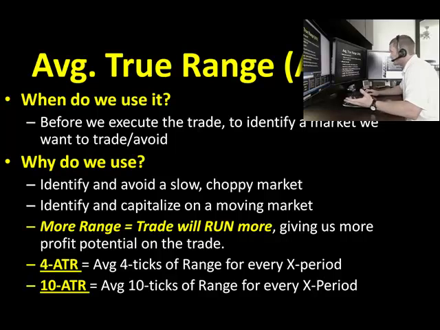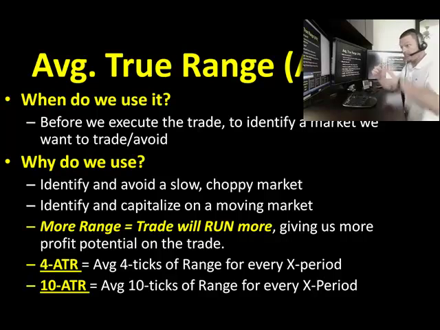Now, when do we use it? We use ATR, average true range, before we execute the trade to identify a market that we may want to avoid. If we see the average true range is 1, and I want the range to be 10, then I'm going to skip that trade. That means the average range in the market is only 1 point per 2 minutes. If you use it on a 10-minute chart, it'd be 1 point per 10 minutes.